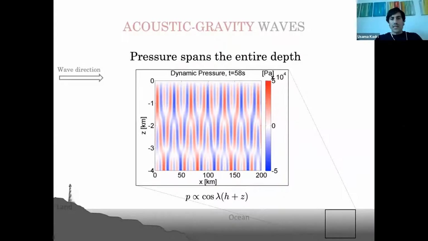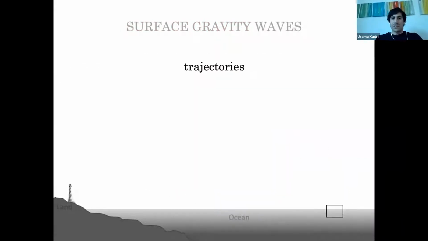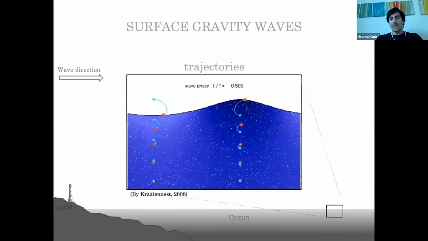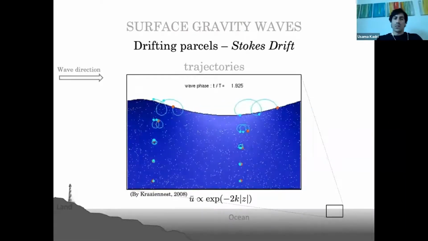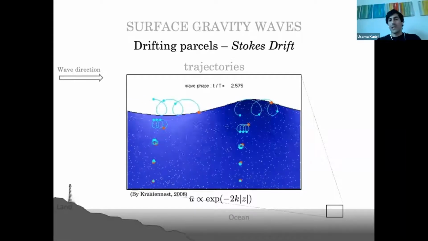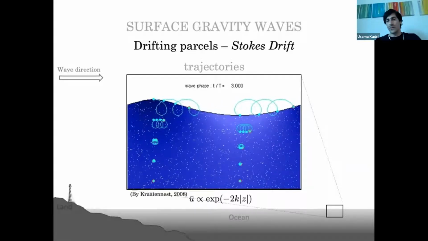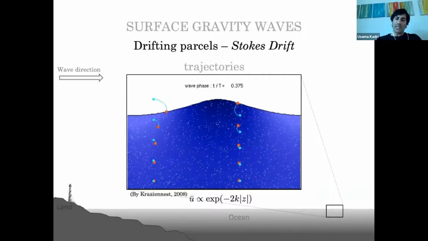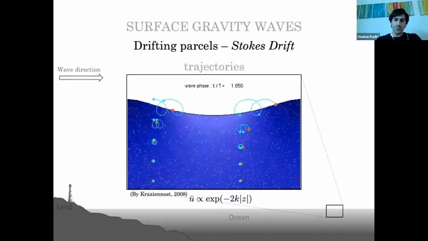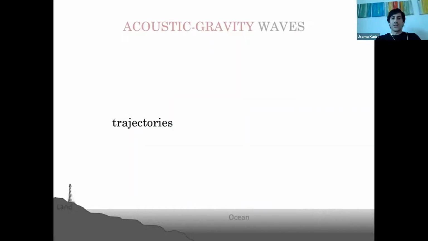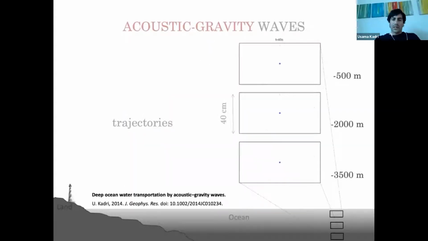The next thing that you can look at is the trajectories at the surface. Again, with surface waves, you have what is called the Stokes drift. The wave is coming from left to right, and the particles are actually drifting, moving from left to right. But this movement decays exponentially as you go deeper, just like the pressure scenario, right? This is not the case with the acoustic gravity waves. If you look at different depths, even at 3,500 meters, at any depth you can have this kind of movement. It's much smaller.